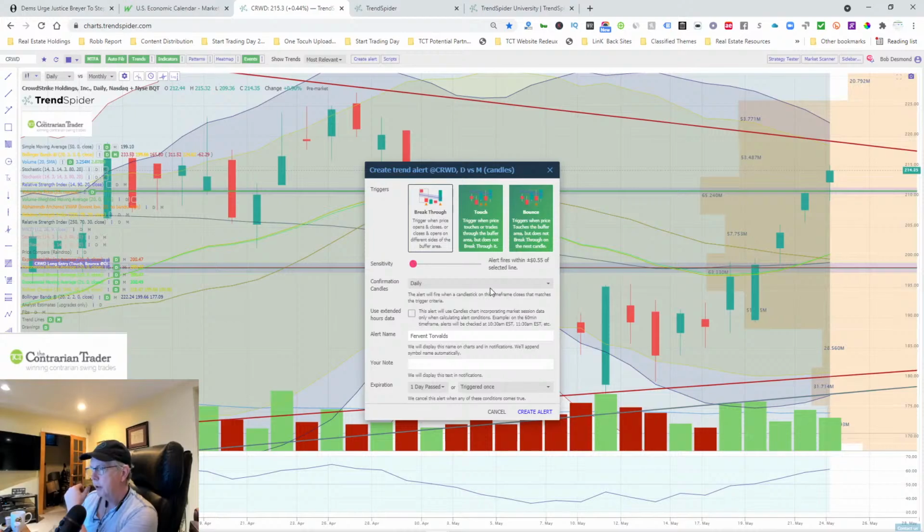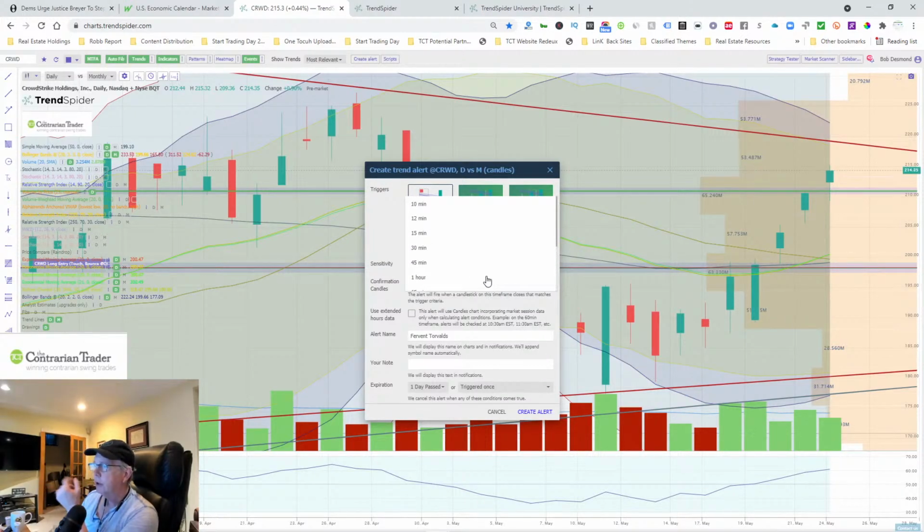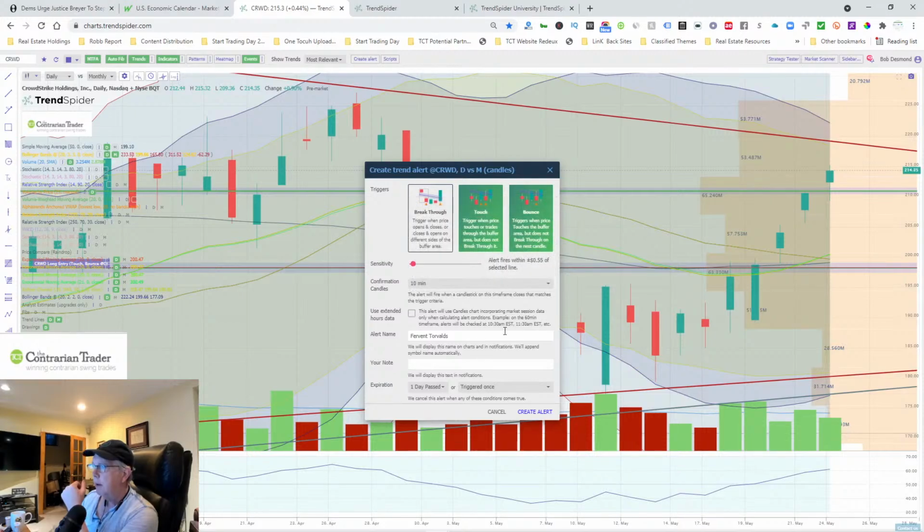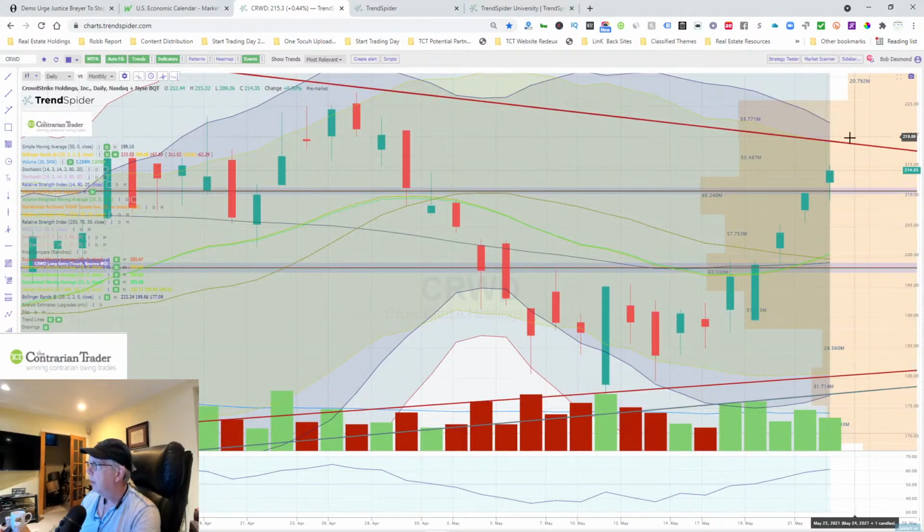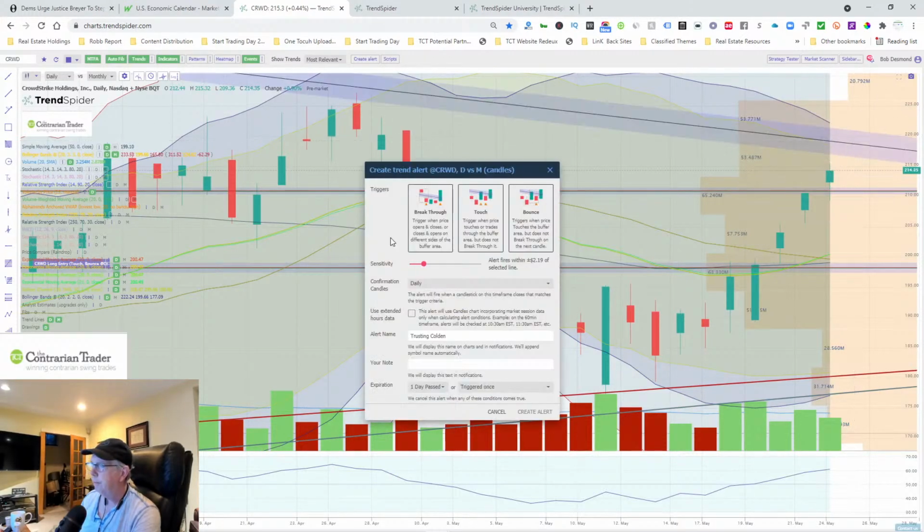Set up an alert here to see if we consolidate and retest yet again. We get a couple of bounces off of the support level. That would be interesting as a potential long entry with a tight stop right below. And then what I'd want to do is add more on a breakout above this resistance level here.